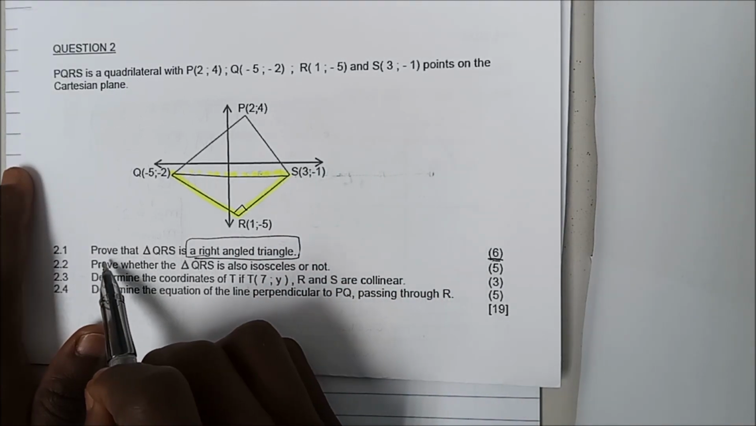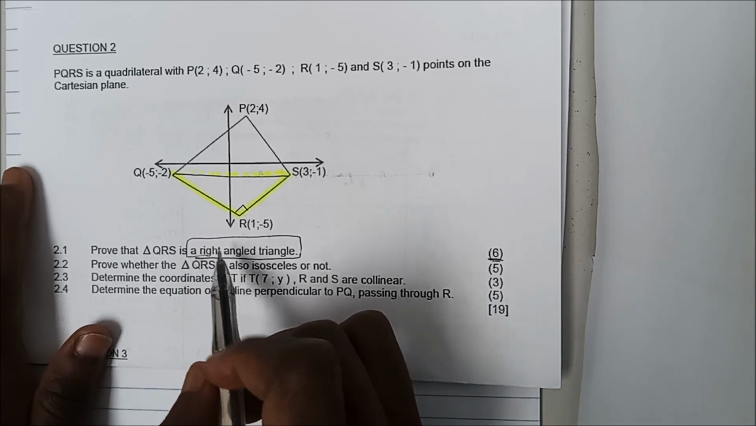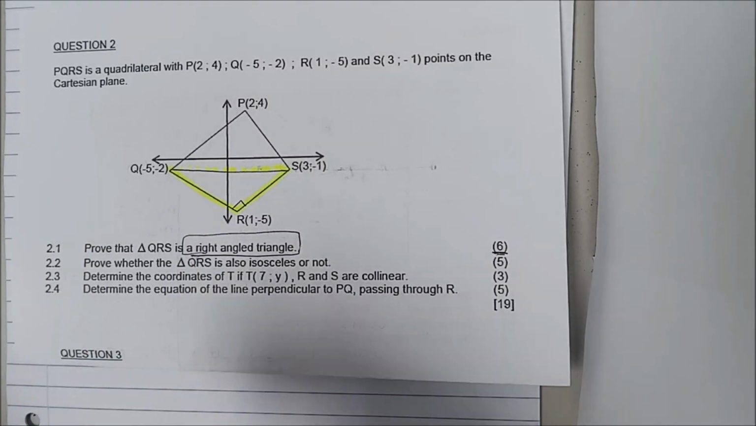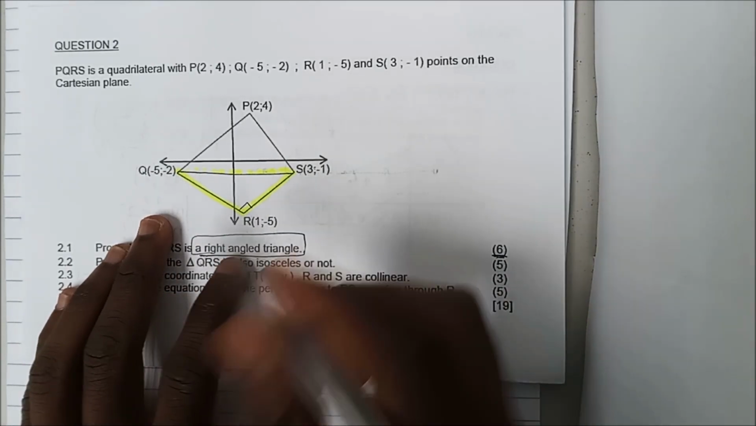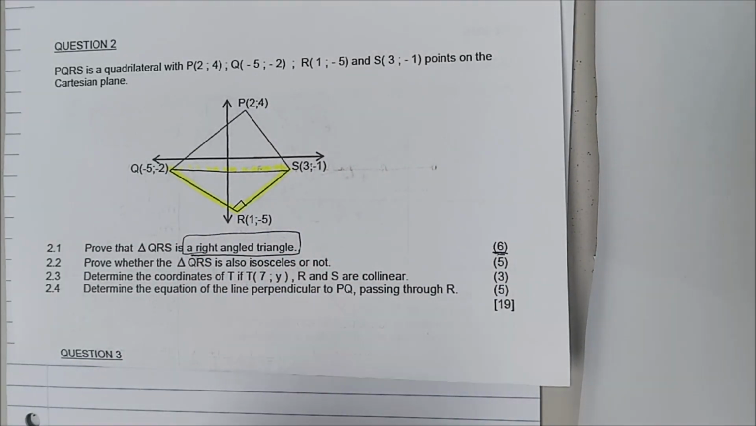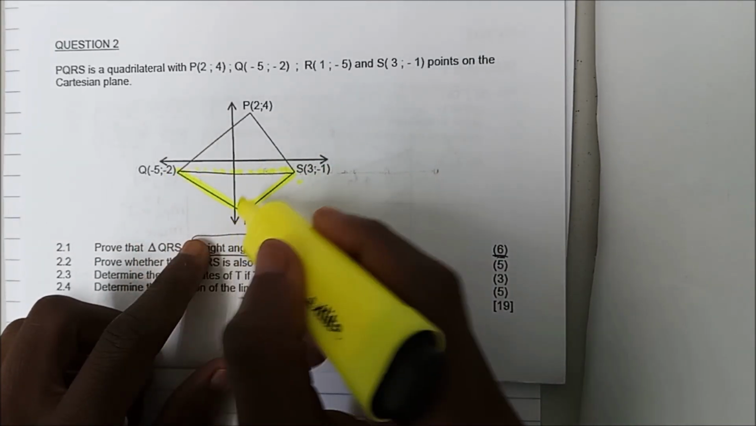The first question says prove that triangle QRS is a right angled triangle. So where is triangle QRS? We have Q, we have R, and we have S. I tried to highlight that triangle. This is Q R S.